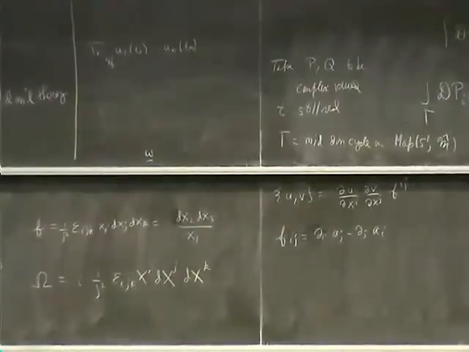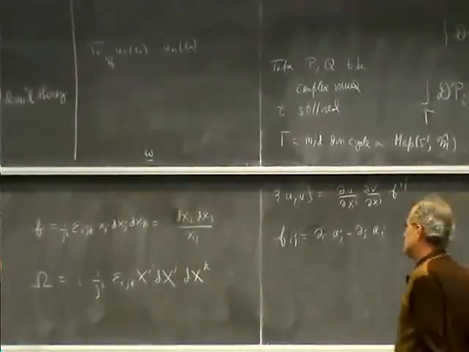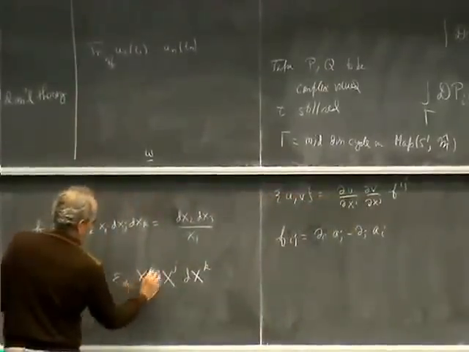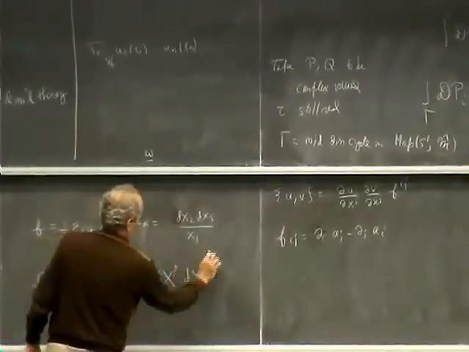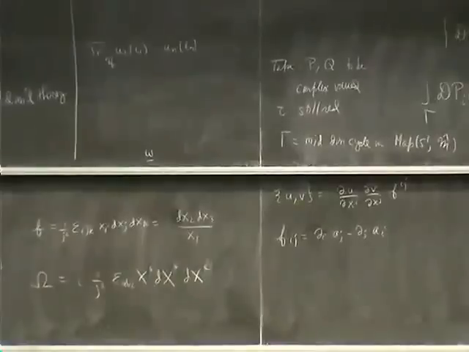So this I and J are not equal to that I and J? Sorry about that. That's what you get with a blackboard talk, I'm afraid.